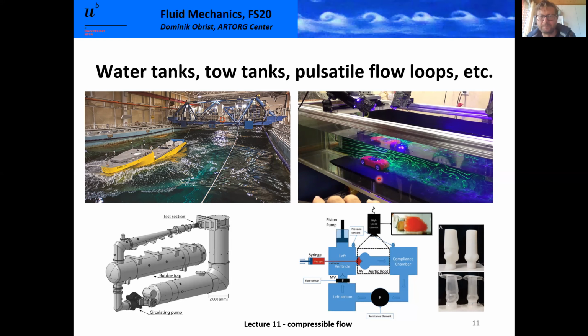The two other examples are special water tanks, water tunnels. The one on the bottom left is a schematic drawing of a test facility at EPFL in Lausanne. It's a water tunnel for cavitation testing. They use it in an institute where they study water turbines, and you might know that water turbines in hydropower plants have the problem of cavitation.